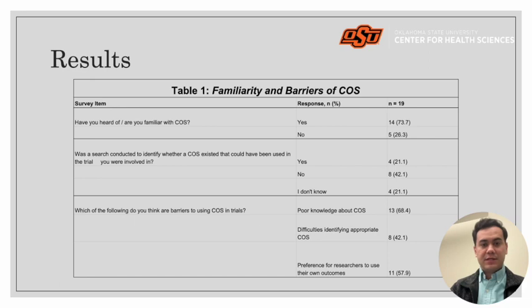Out of 1,000 emails that were sent, 19 responses were received. That comes out to 1.9%. Of the respondents, 14 stated that they were already familiar with core outcome sets, which was 73.7% of the 19 total responses.